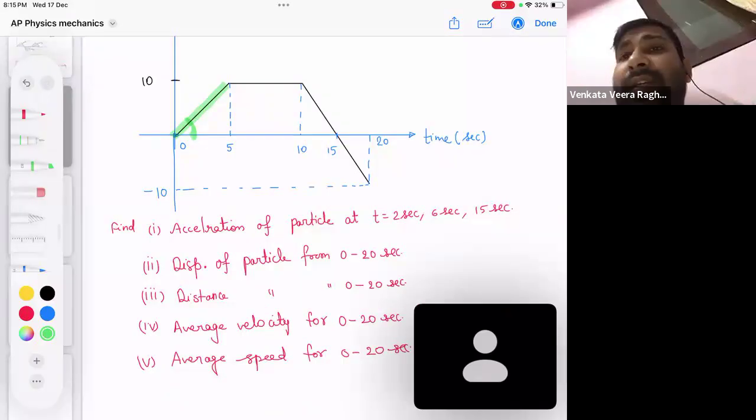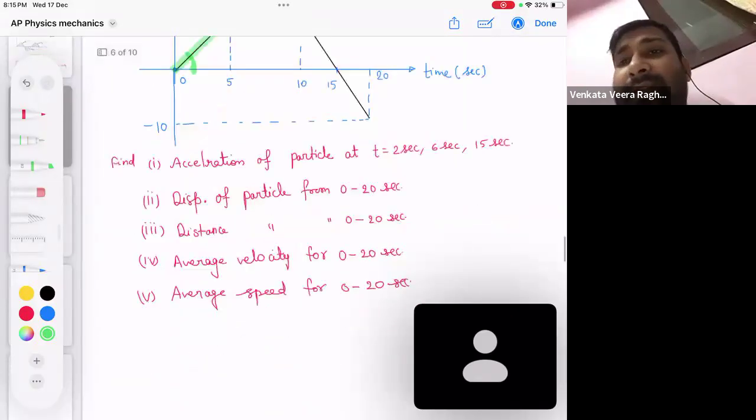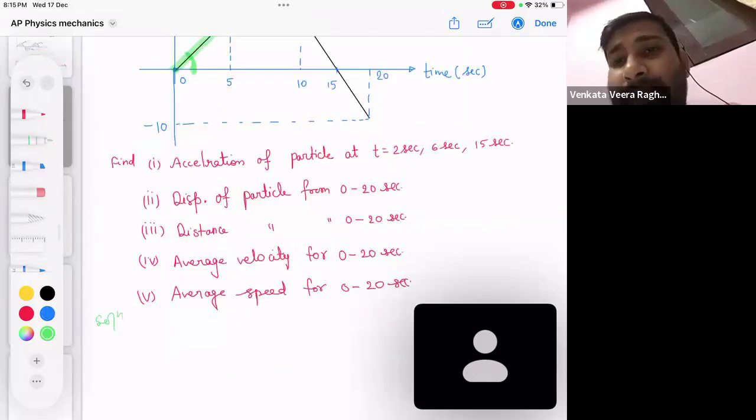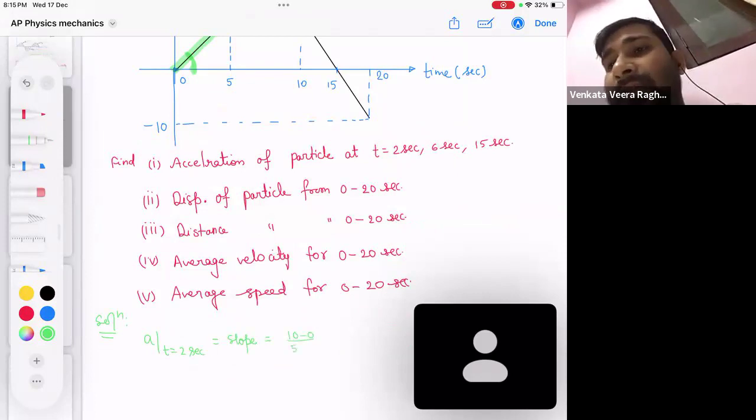5. So slope will be what? 10 by 5. Is that clear? So first part, everyone understood what is the first part? Can I say acceleration at t equal to 2 second is the slope at t equal to 2 second. And what is the slope there? 10 minus 0 is y coordinate change, 5 minus 0 is x coordinate change. We got it, 2 meter per second square.